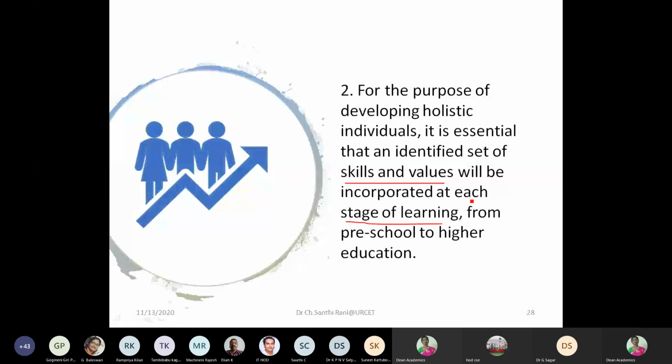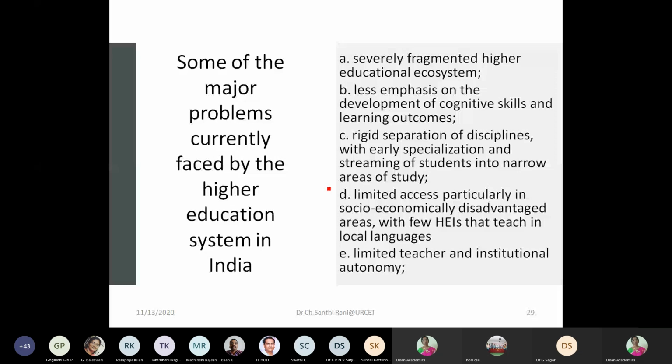Now, let us see some of the major problems currently faced by our Indian education system. The first one is a severely fragmented higher educational ecosystem. What is this? It means we say BTech, ECE, or engineering, arts, science, like that. There is a fragmentation. That is the present problem, along with less emphasis on the development of cognitive skills or logical skills.